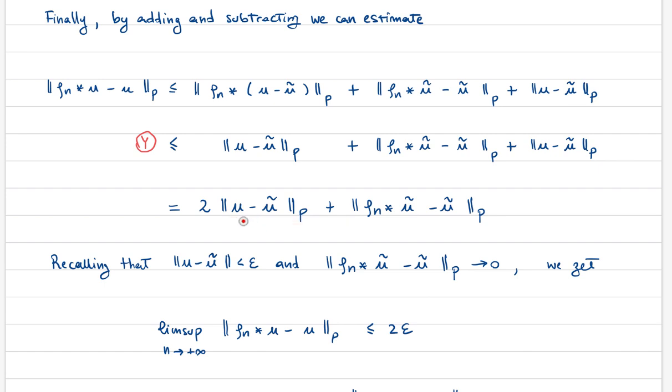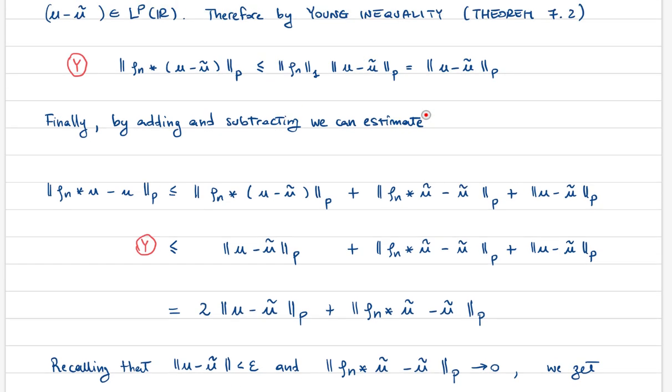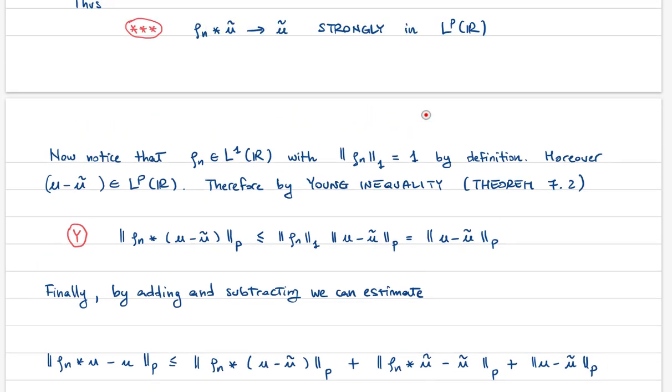Now remember that u tilde was chosen so that the LP norm of this difference is smaller than epsilon. I forgot to add a p here. Okay, so here I can just put 2 epsilon, and for the second term here we know that this goes to 0 because this was the condition triple star that we proved earlier.